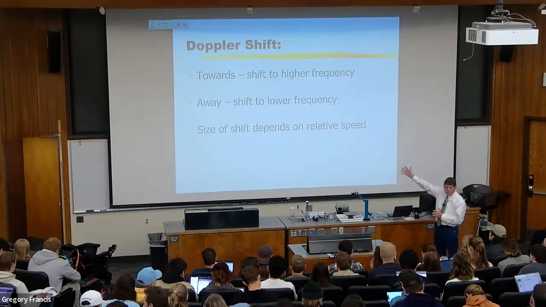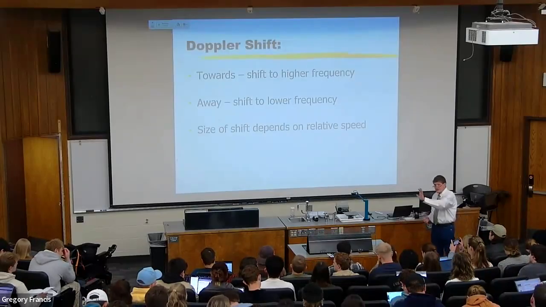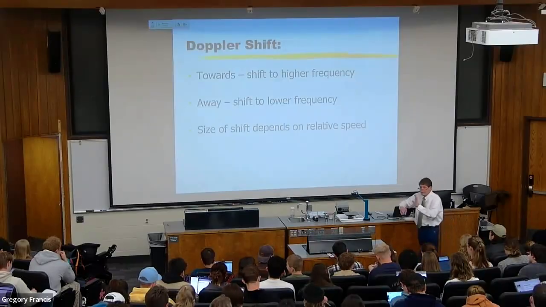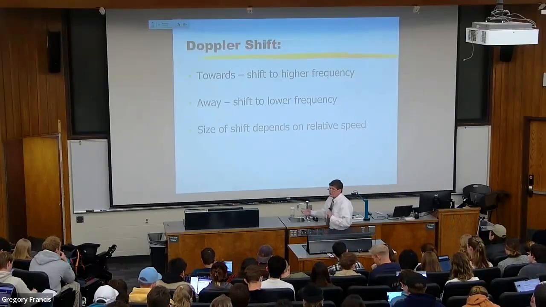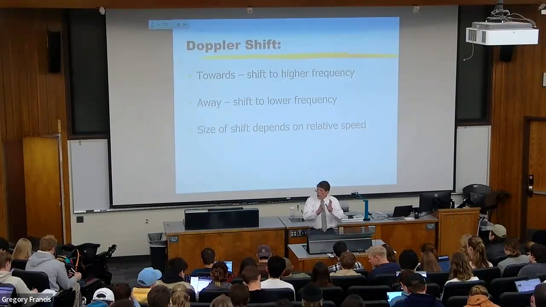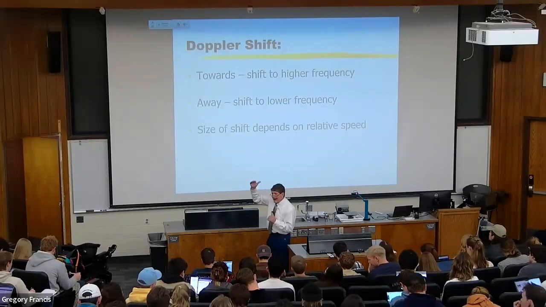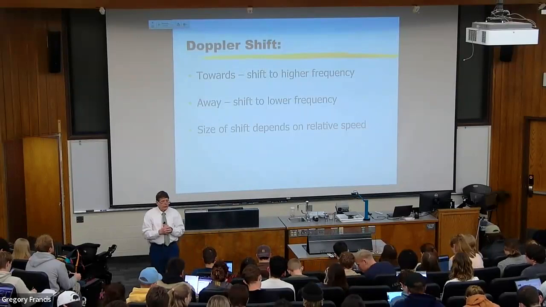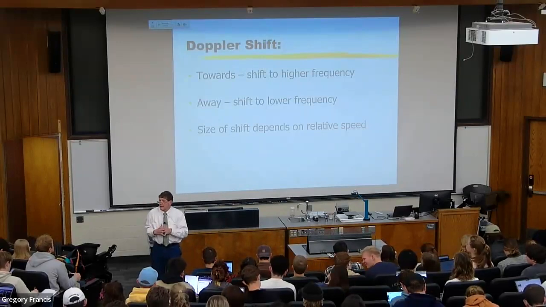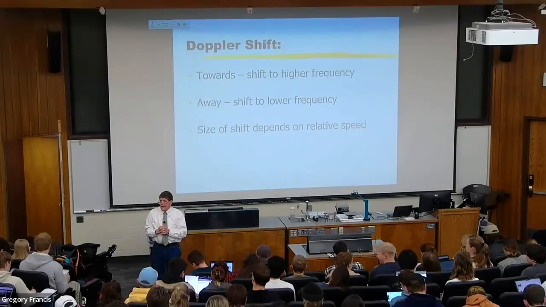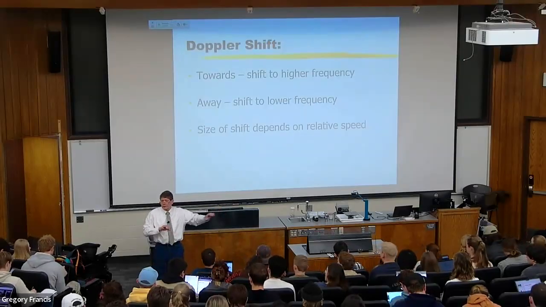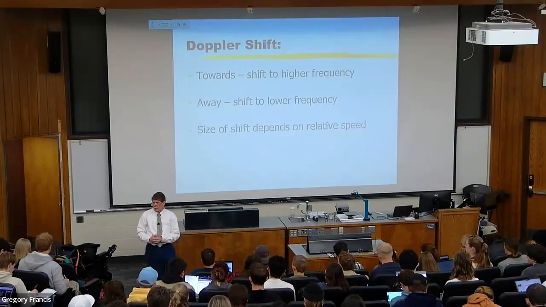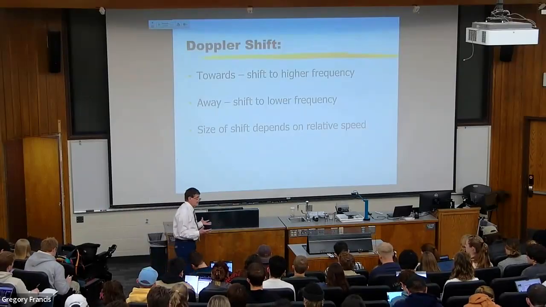These are the three things you need to remember. If you're going towards the source, the whistle, the siren, whatever the source is, if you're going towards that source or it's going towards you or both, you're going to hear something higher than what that source is making. If it's making a sound at 400 hertz, you're going to hear something higher, maybe 408 hertz, okay? And if you're running away from the source or it's running away from you or both, then you're going to hear something lower than 400 hertz, maybe 390, okay?